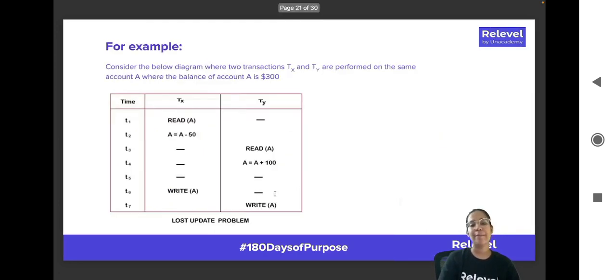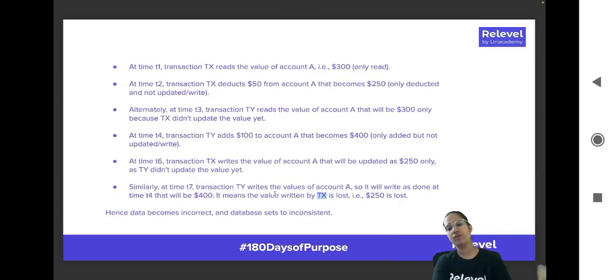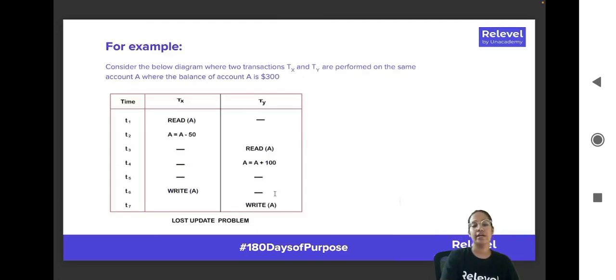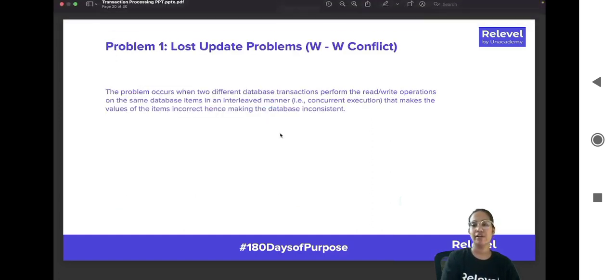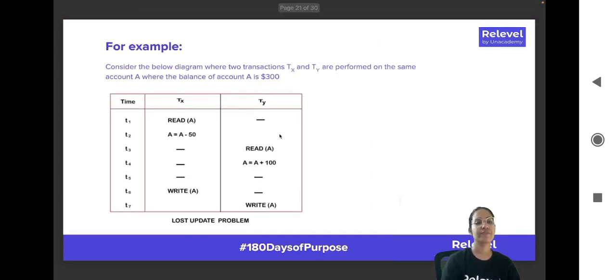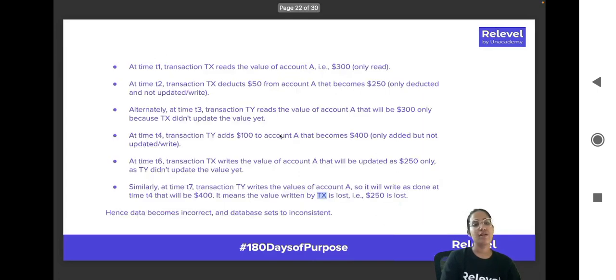So ideally what happened was 50 got deducted, 100 got added. Technically only 50 got added. But what balance did you get? 400, which is absolutely incorrect. Right? So this is a lost update problem, where TX is doing a write operation, TY is also doing a write operation, and this leads to a write-write conflict. Okay. So this is the example for that.